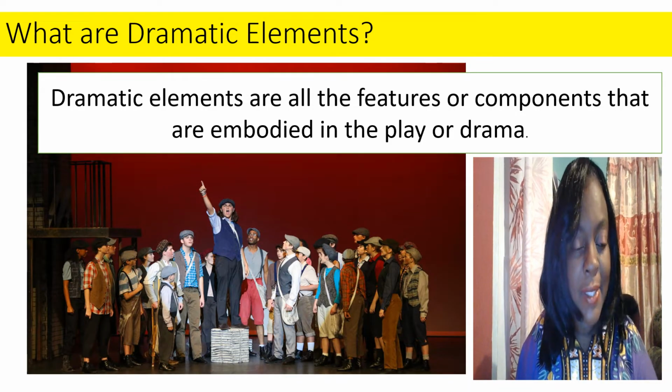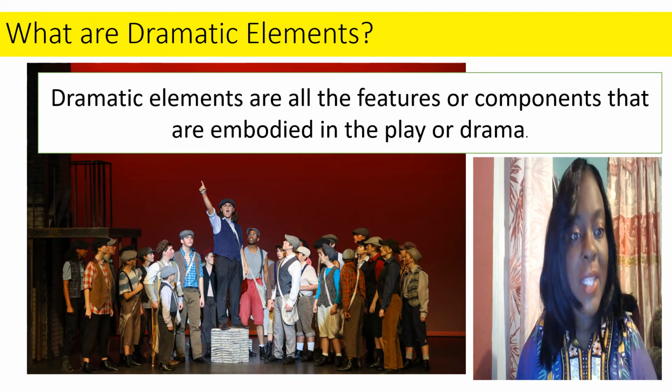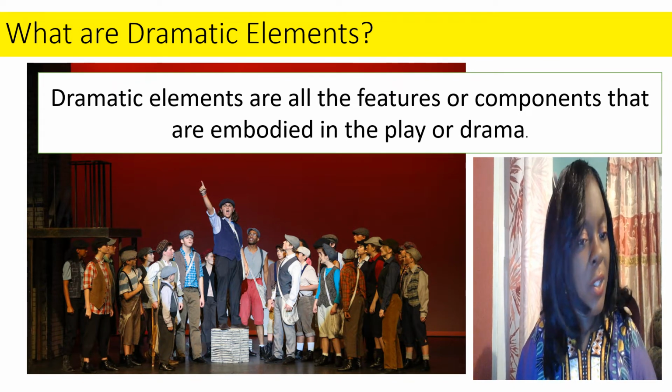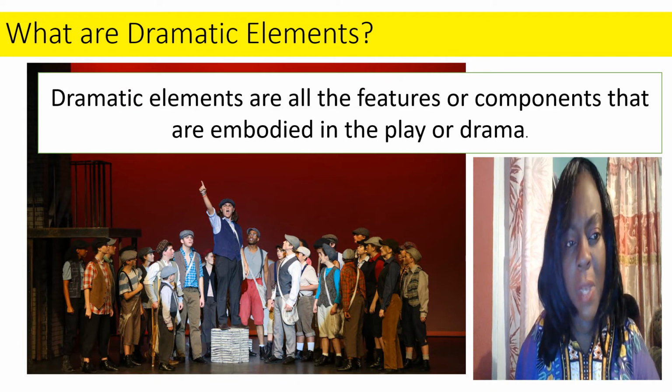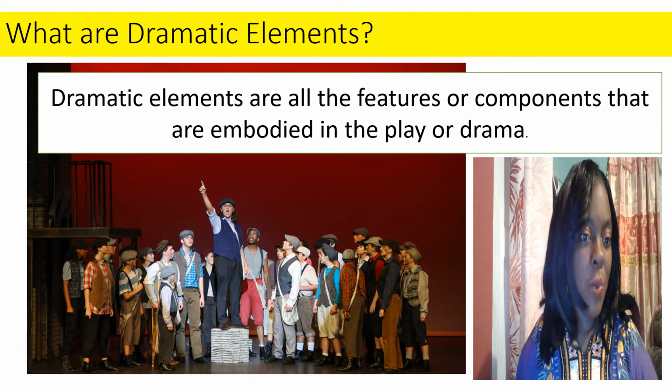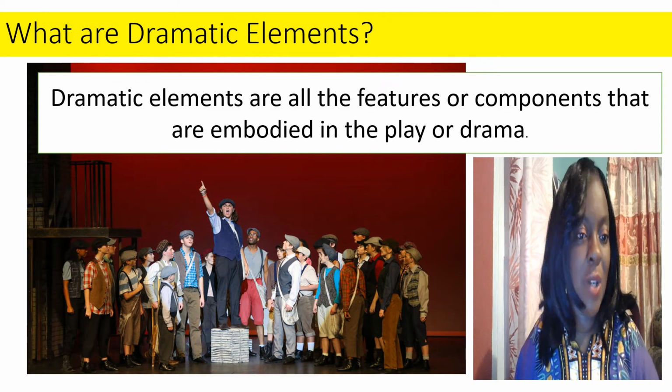Dramatic elements? Think about it. Do you know? Well, dramatic elements are all the features or components that are embodied in the play or drama. Do you have another definition of dramatic elements? If you do, share it in the comment section below.